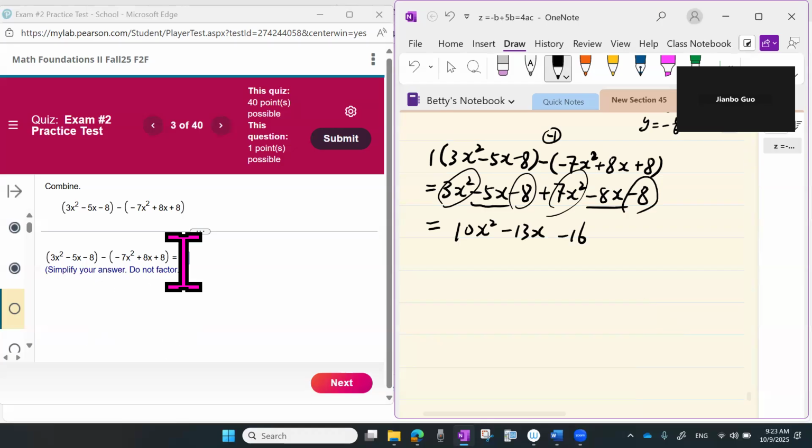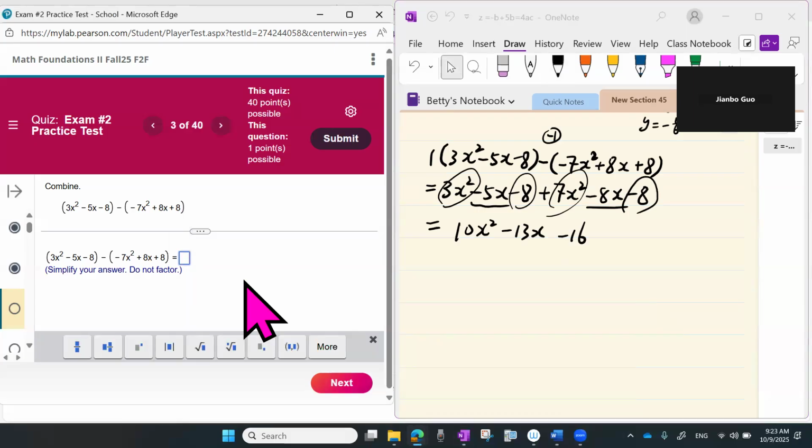Simplify your answer, do not factor. Okay, so just enter the result here. 10x squared, 10x squared minus 13x, 10x squared minus 13x minus 16.